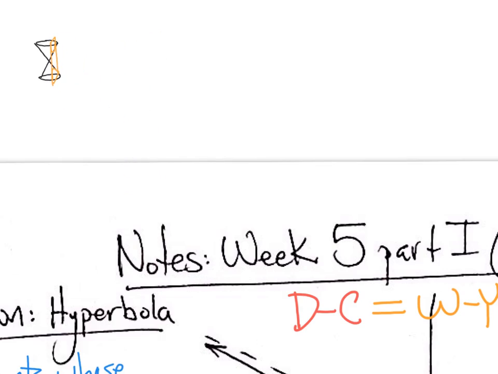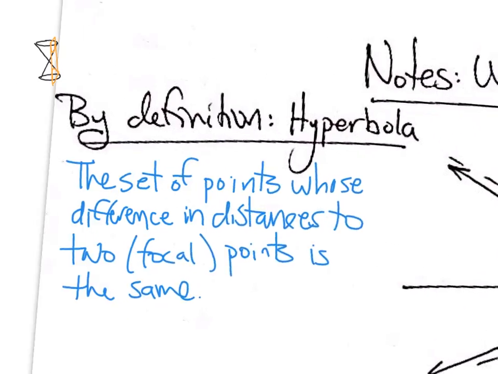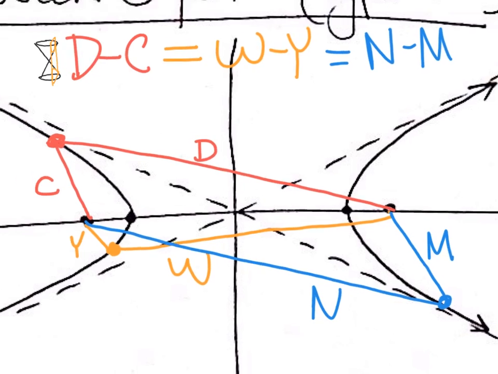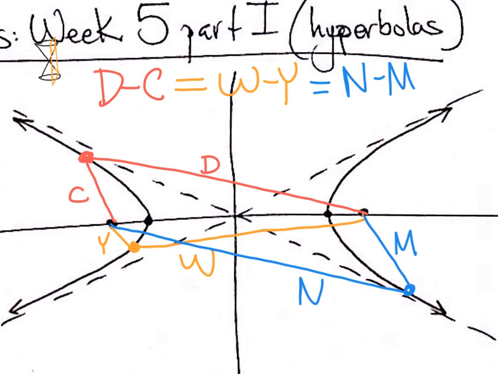All right, so the definition of a hyperbola is the set of points, or the locus of points, whose difference in distances to two points, which we call focal points, is the same. For the ellipse, it was the exact same thing, except that was a sum, meaning we were adding the distances. So here we're subtracting them. I know this is a little confusing with all the color, but here is a focal point, and here is a focal point, okay?